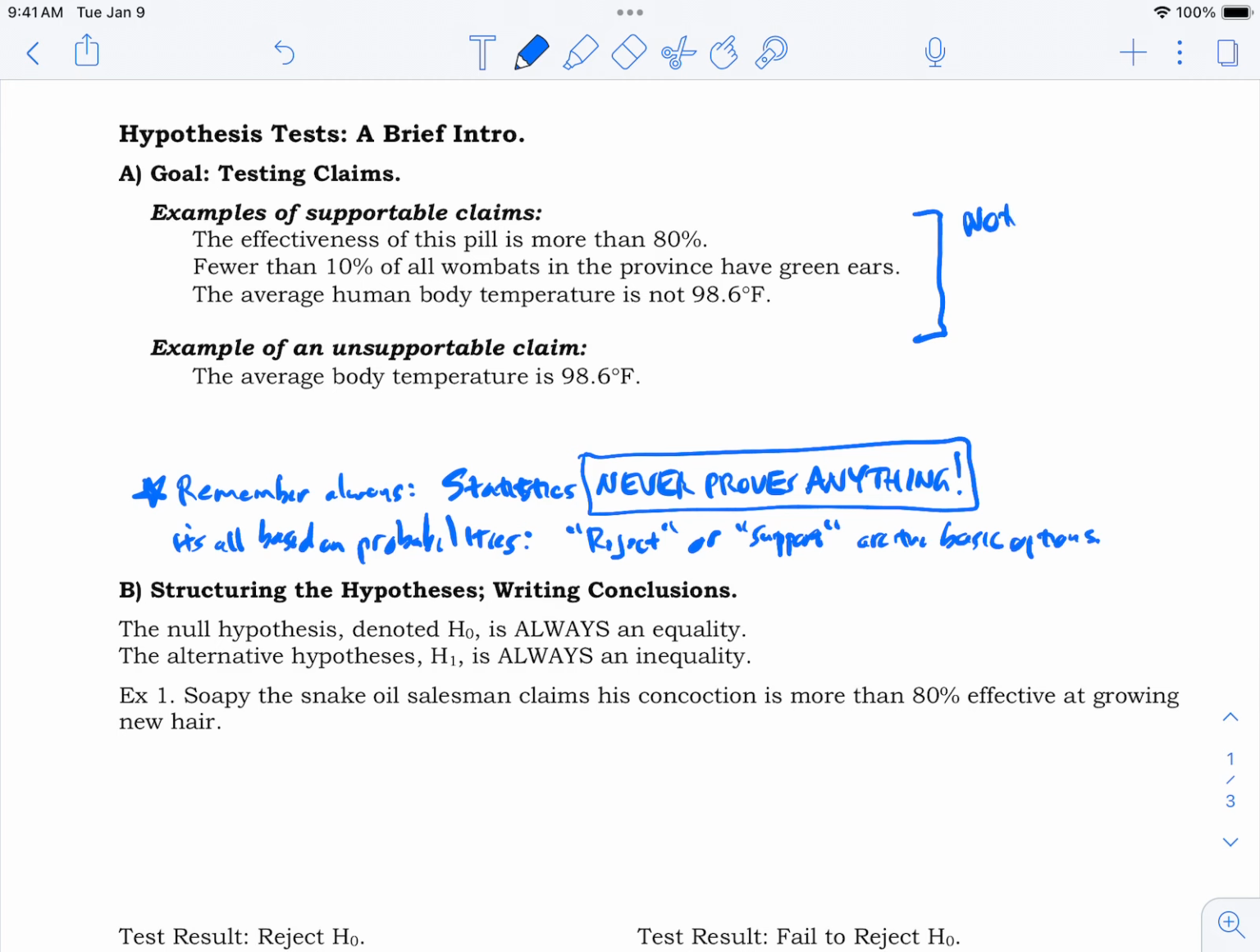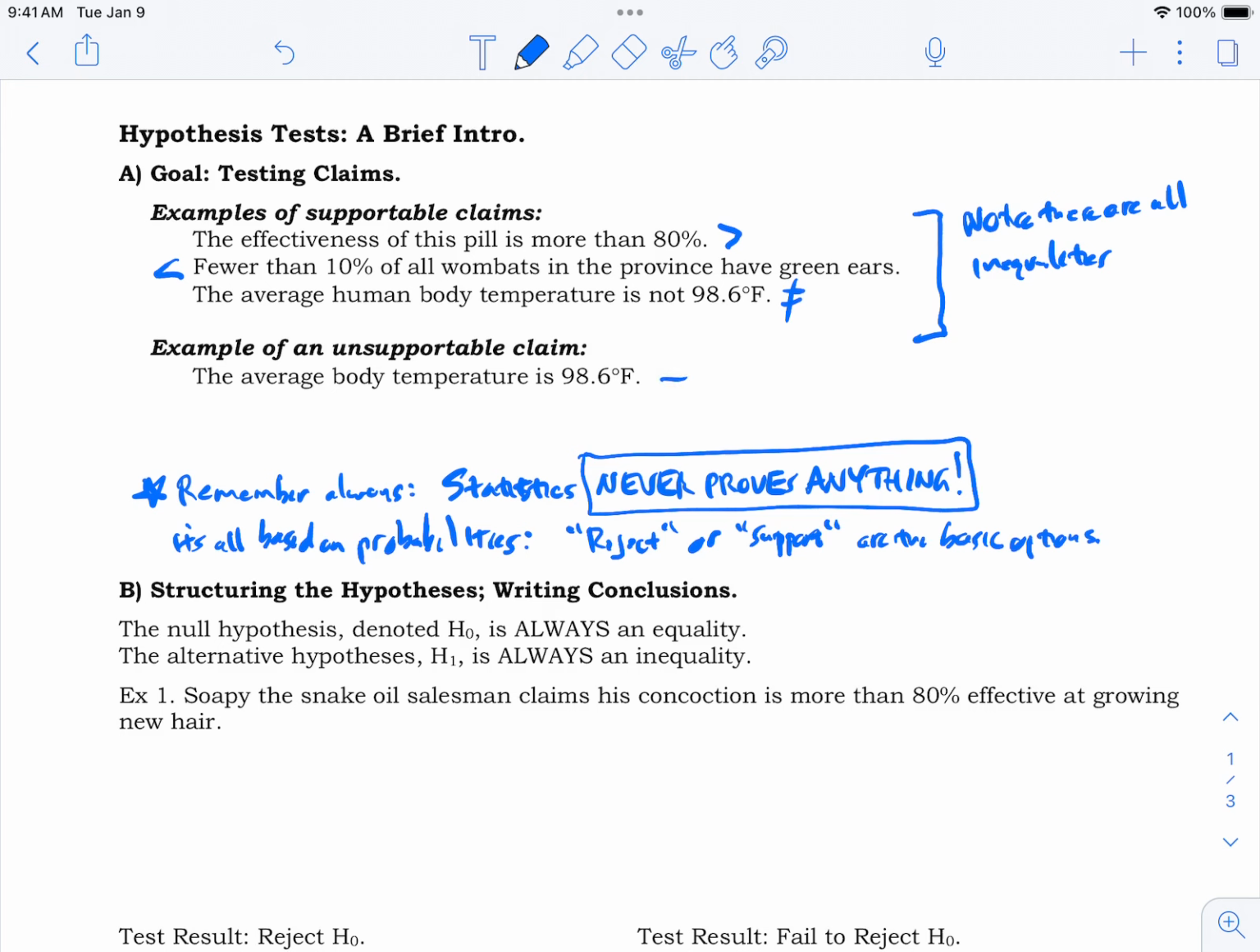Notice these are all inequalities. This is a more than. This is a less than. This is an is not, or not equal. They're all inequalities. Inequalities can be supported. That's the only kind of claim you can support. This supports that it's more than this. This supports that it's less than this. This supports that it's not that.